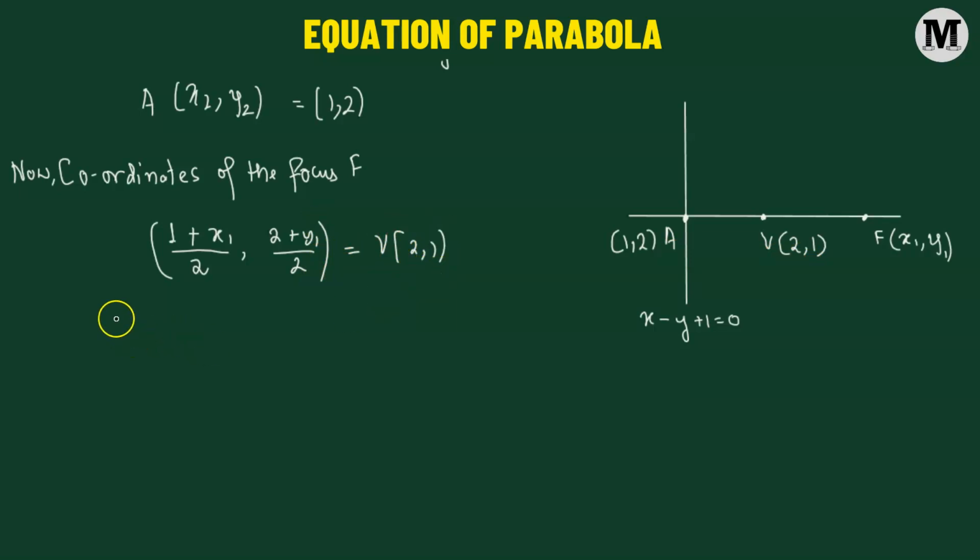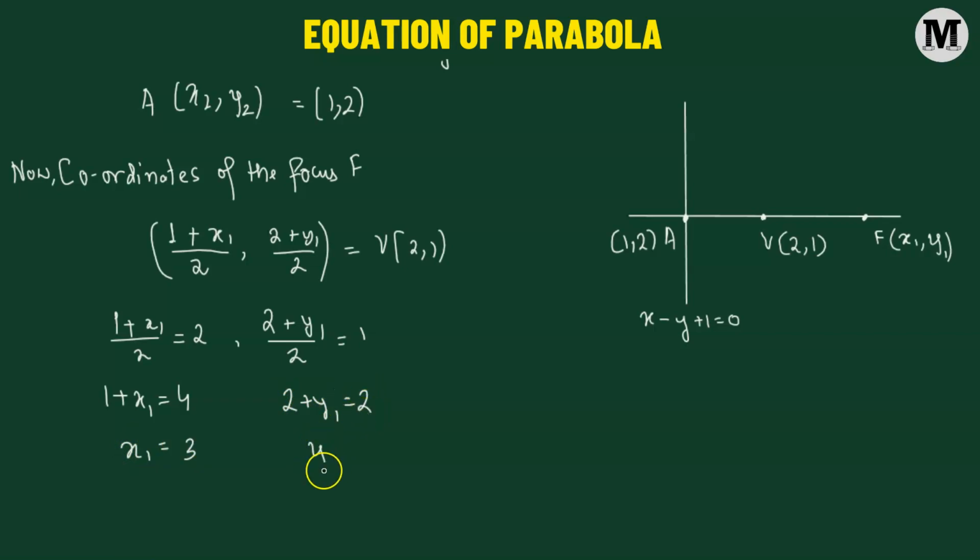So when we equate it, we're going to get 1 plus x1 divided by 2 will be equal to 2. And we have 2 plus y1 divided by 2 equals 1. So we get 1 plus x1 equals 4. So x1 is going to be equal to 3. And then we have 2 plus y1 equals 2. So 2 and 2 get cancelled. So that leaves us y1 value with 0. So that means we now have the coordinates of the focus, which is 3, 0.